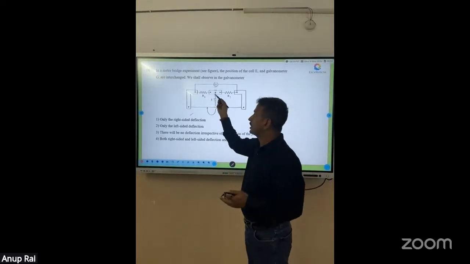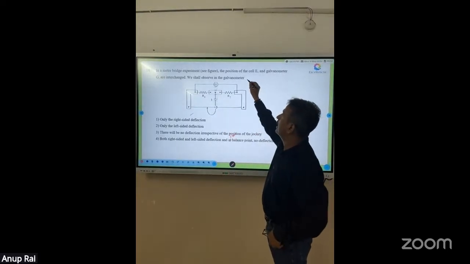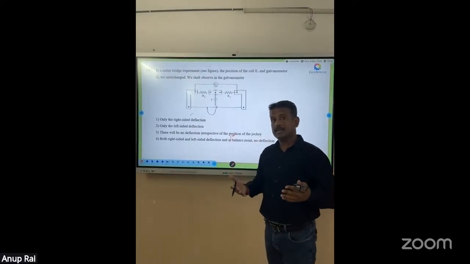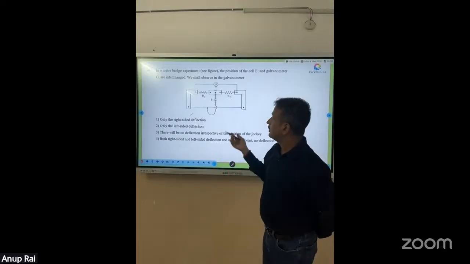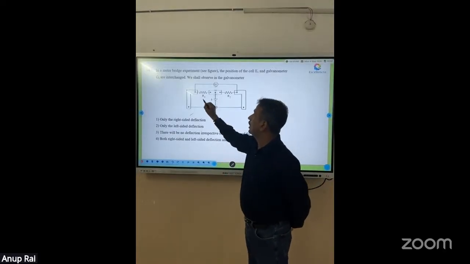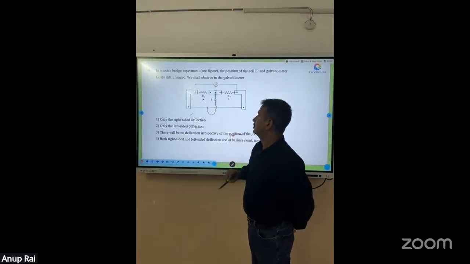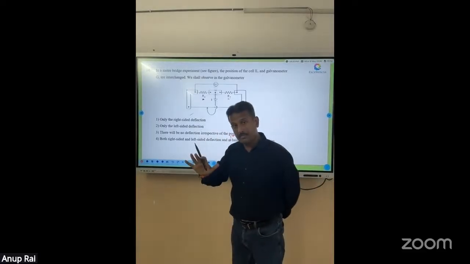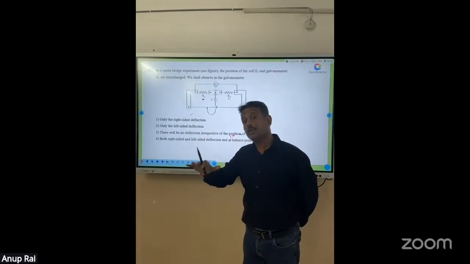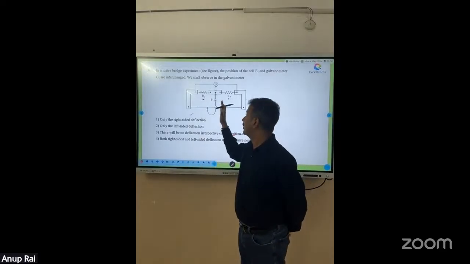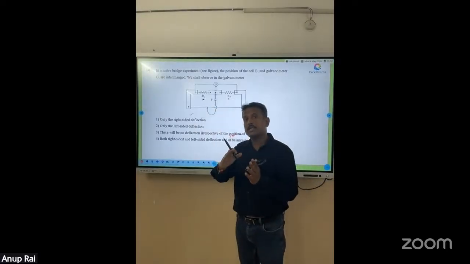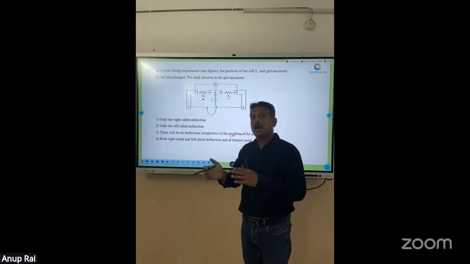It is going to remain as it is. However, it is not mentioned here whether it is balanced or not balanced, so we cannot consider it as balanced only. And you don't have any idea about R1 and R2 either. If it was unbalanced and you interchange, it may go to any side depending on R1 and R2, so it may go towards the left side or the right side.